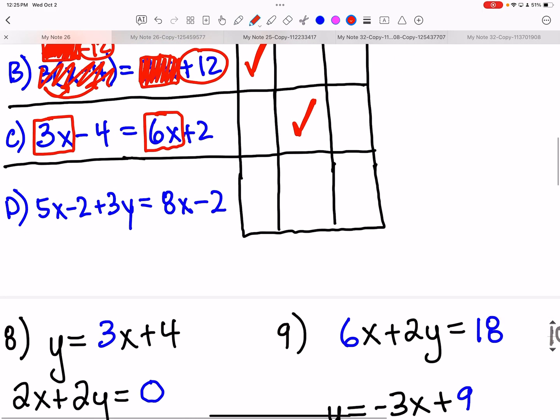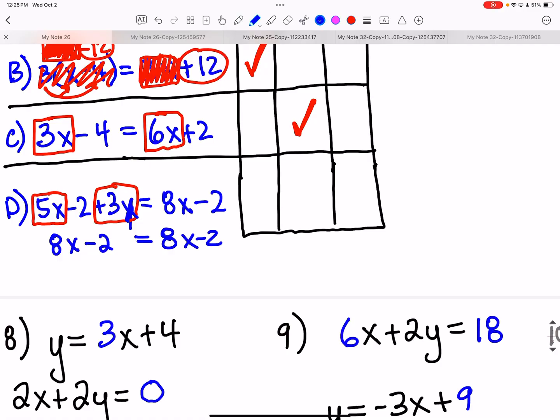Over here, let's see what we have. On this side, we have 5x's. On this side, we have 3x's. Ooh, that is supposed to be an x, not a y. An x would change that. Okay, 3x's and 5x's. 8x's minus 2 is really what we have over here. 8x's minus 2 is really what we have over there.